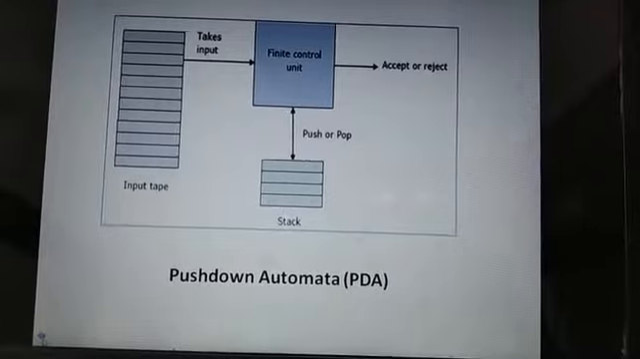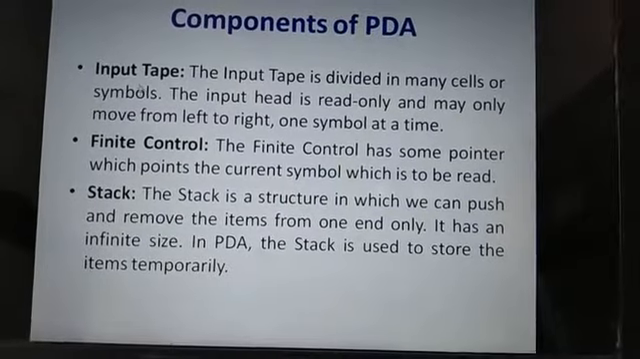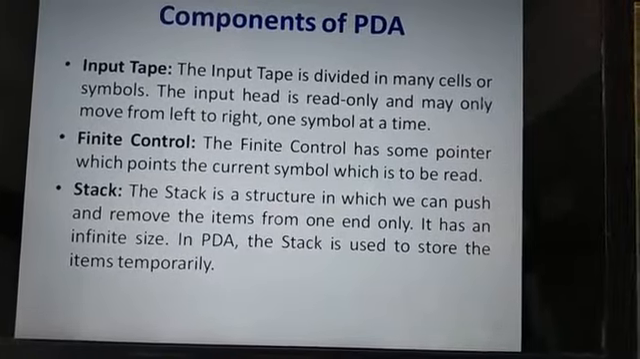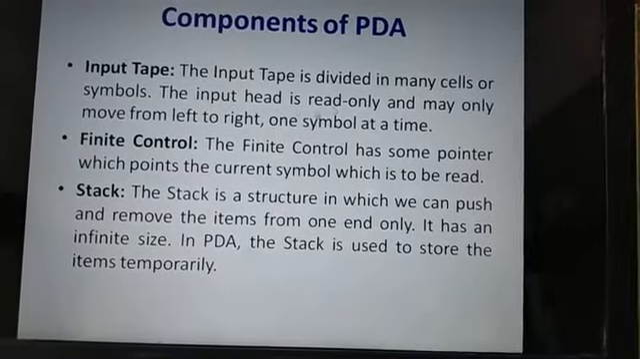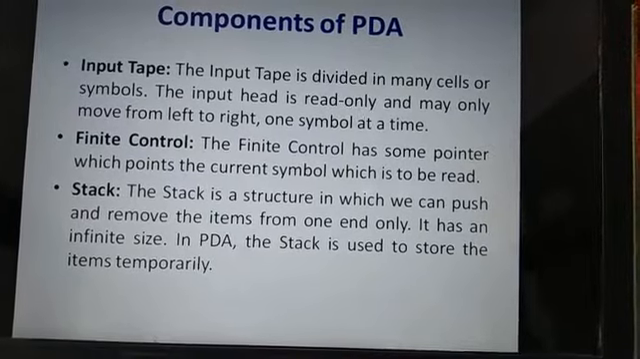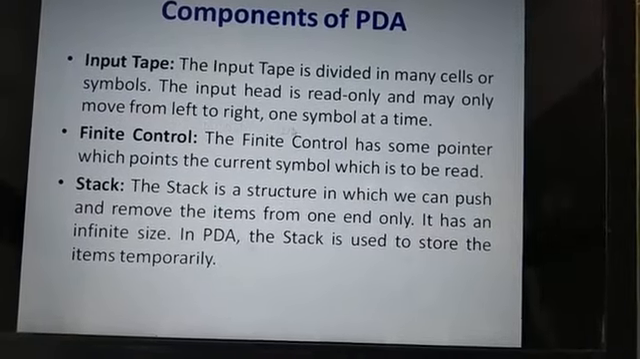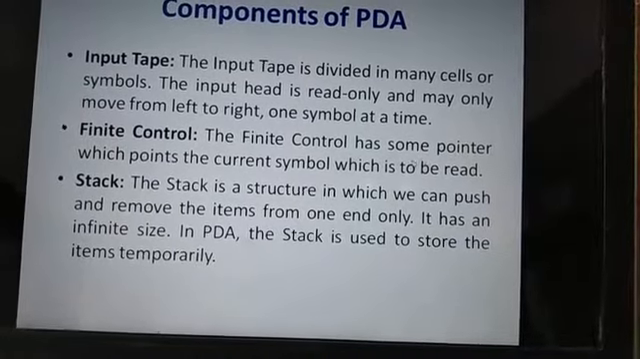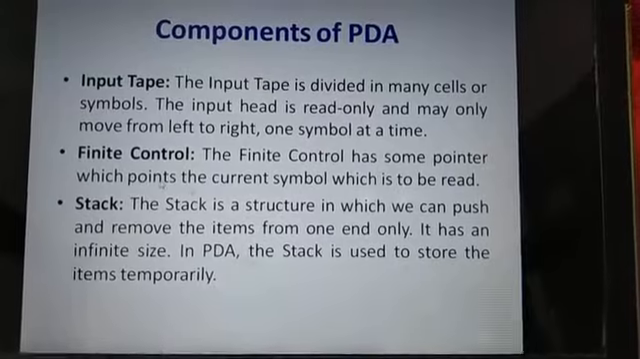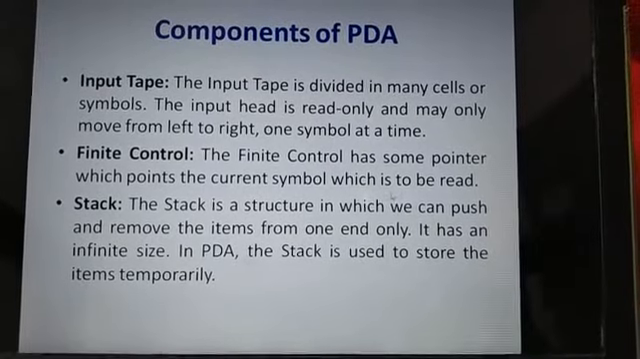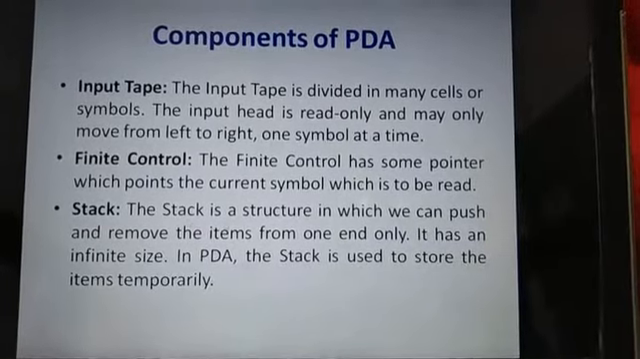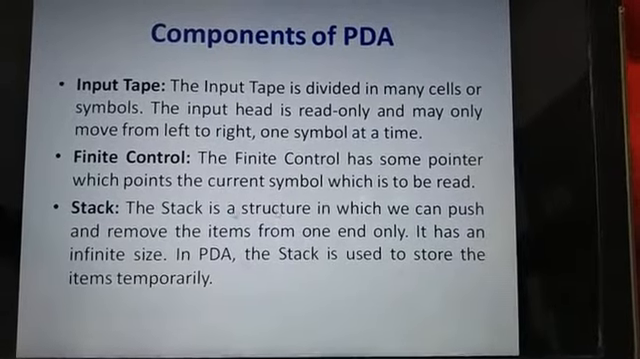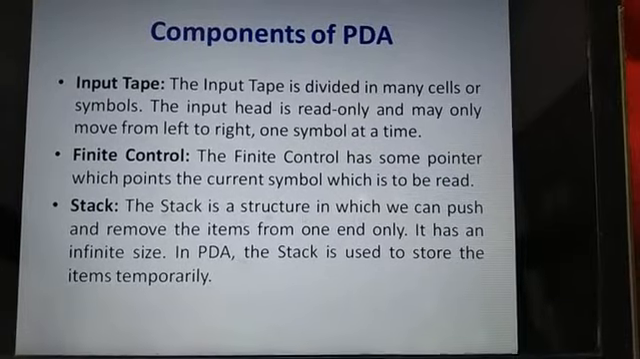Now how do they work? The input tape is divided into many cells or symbols. The input head is read only and may only move from left to right, one symbol at a time. Finite control. The finite control has some pointer which points to the current symbol which is to be read. Stack. The stack is a structure which you already read in data structures and algorithms.